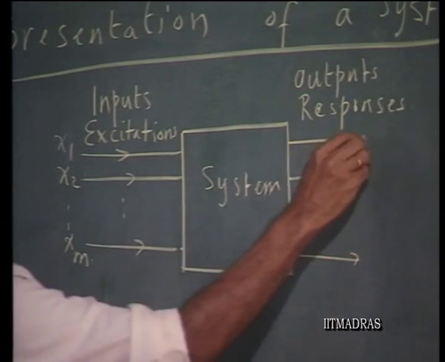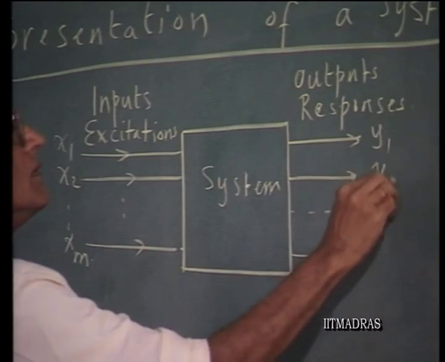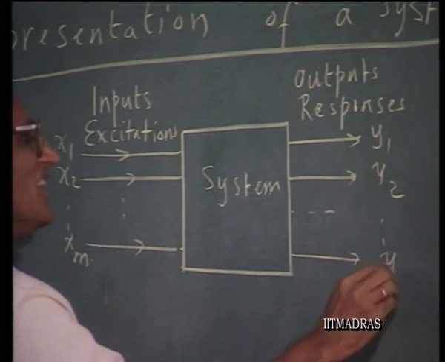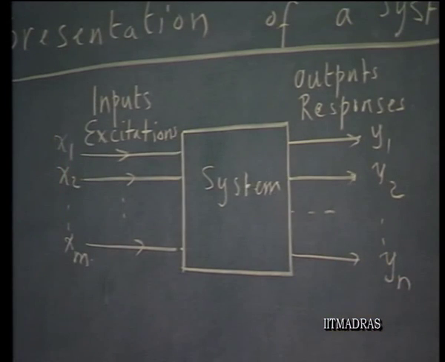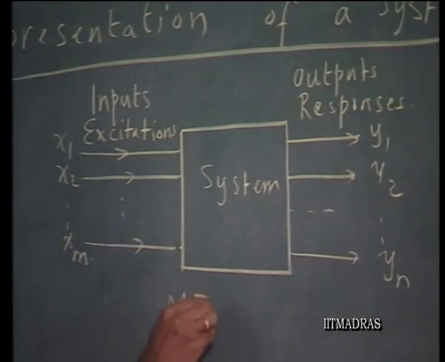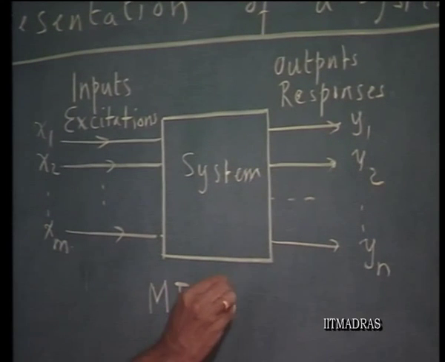And there may be n such responses we are interested in. So in this particular system, we possibly have m inputs and n outputs, and then a representation like this is referred to as a multiple input, multiple output system.